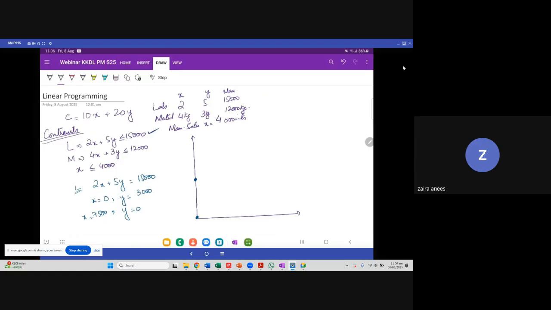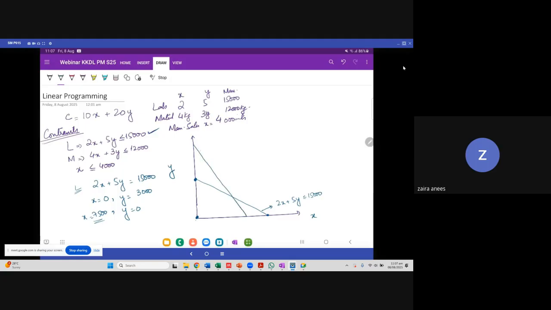And for y equals 0, x should be equal to 7,500. That will come on the x-axis. This is the x-axis, this is the y-axis, right? So we will plot a line like this, right? And we'll say that this is basically the line of labor, which is 2x plus 5y less than or equal to 15,000, right? So similarly, we will make another line for material. Let's suppose the material line is this.